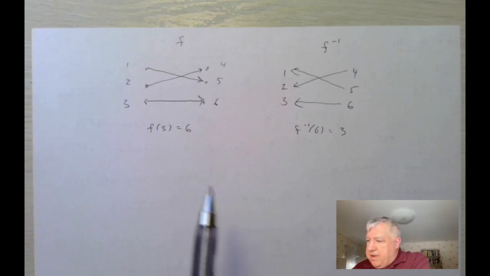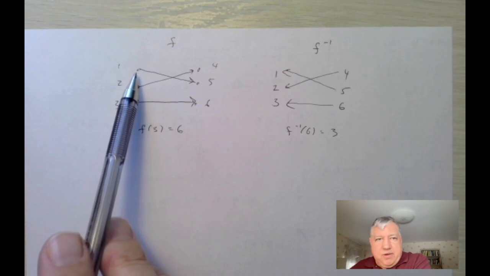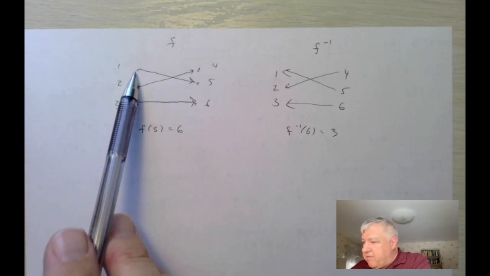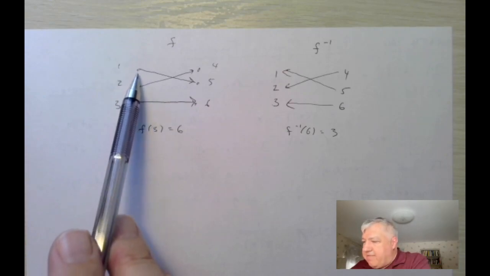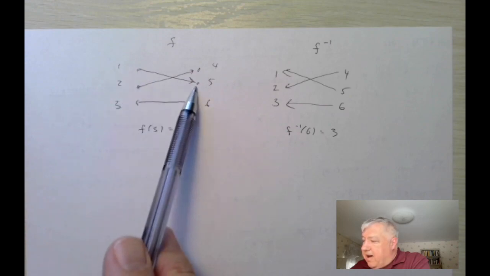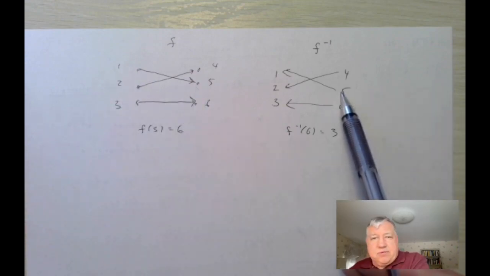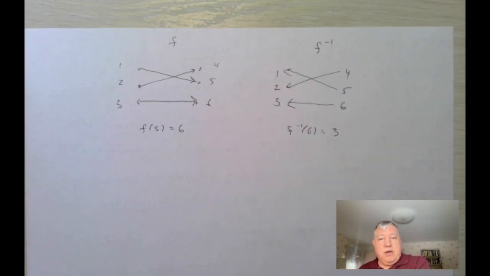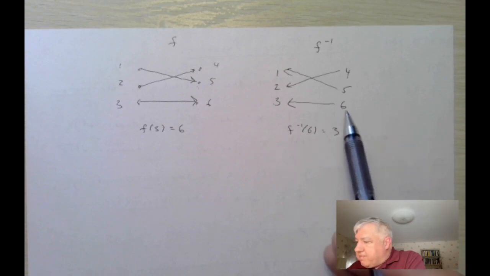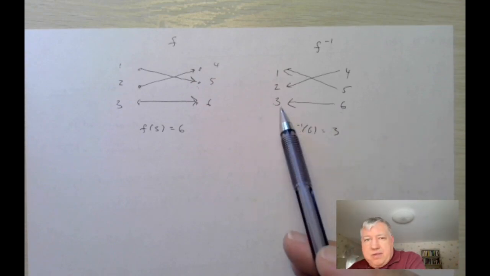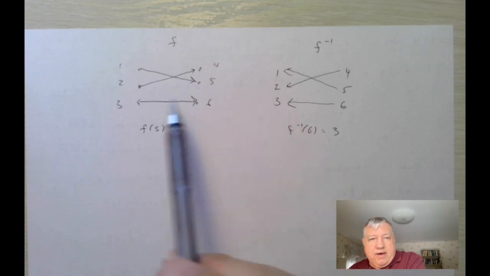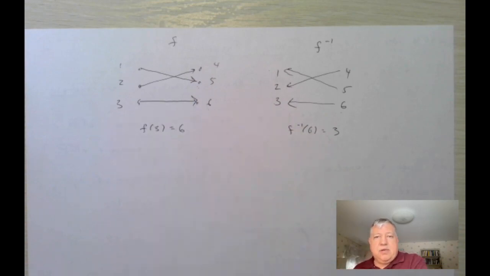Now, if you start with 1 and apply f and then f inverse, you apply f to 1, you get 5, and then you apply f inverse to 5, you get 1. So you get back what you started with. Similarly, if you started over here with 6 and applied f inverse, you get 3, and then you applied f to 3, you get 6. You get exactly where you started.